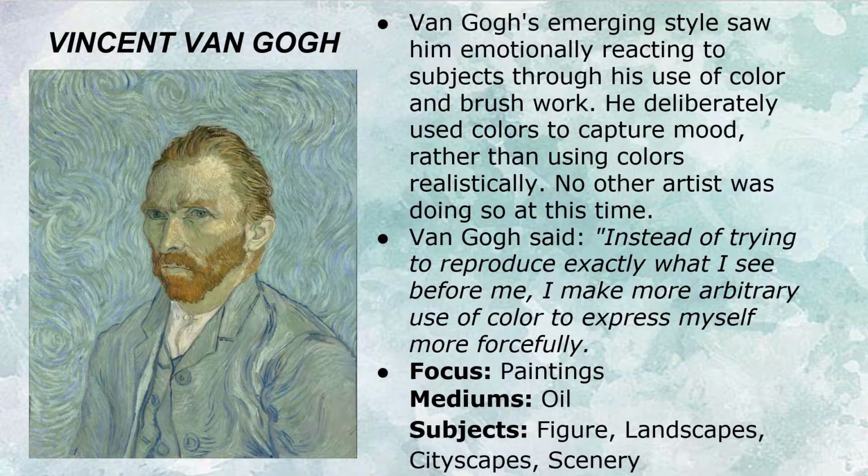Van Gogh's emerging style saw him emotionally reacting to the subjects through his use of color and brushwork. He deliberately used colors to capture mood rather than using colors realistically. No other artist was doing so at this time. Van Gogh said, "Instead of trying to reproduce exactly what I see before me, I make more arbitrary use of color to express myself more forcefully." The medium of his paintings was oil painting, and the subjects that he focused on were figures, landscapes, cityscapes, and scenery.